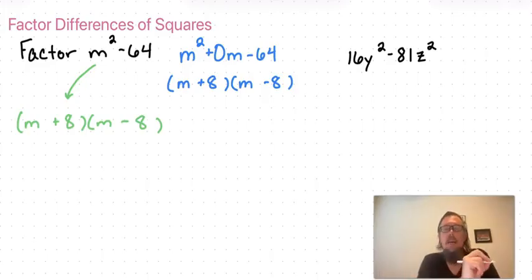This works anytime you have a difference, meaning a subtraction, and the first and last terms are perfect squares, meaning I can take the square root of them. It doesn't work if it's a sum at all. It has to be a difference.